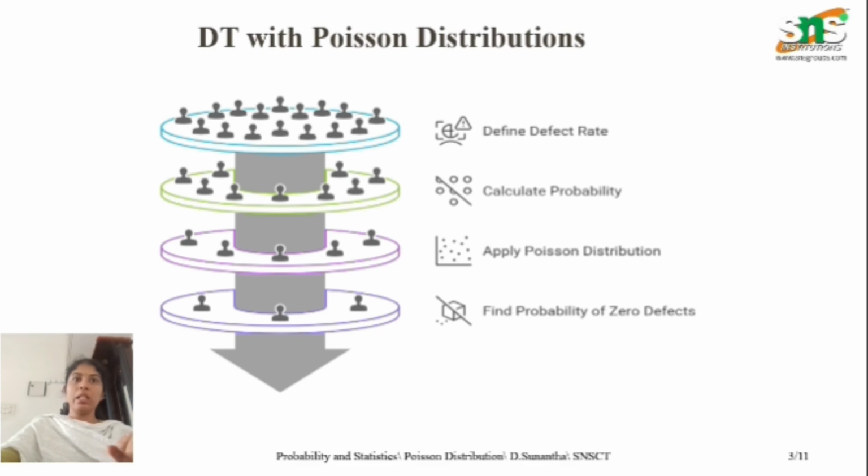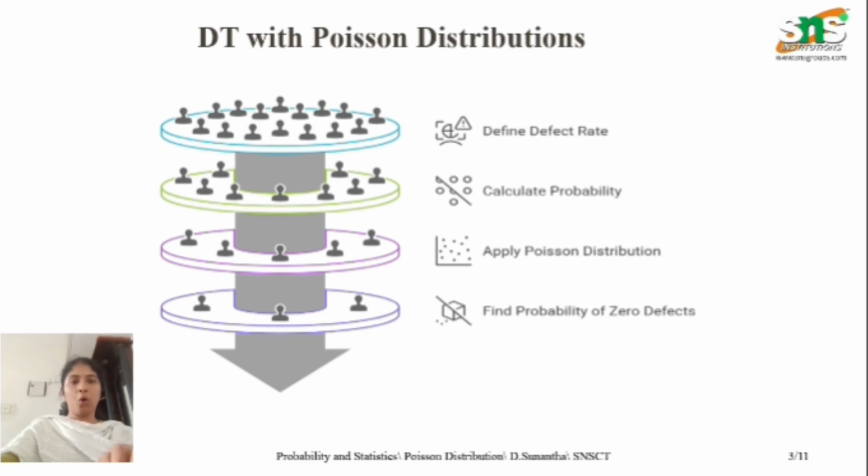So let us see the formula first. P of x is equal to e power minus lambda, lambda power x, divided by x factorial, where P of x stands for the probability of exactly x events occurring. Next, lambda is the average number of occurrences, x represents the number of events, and e represents the exponential constant.